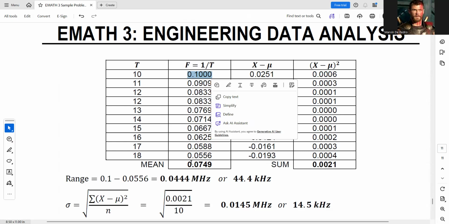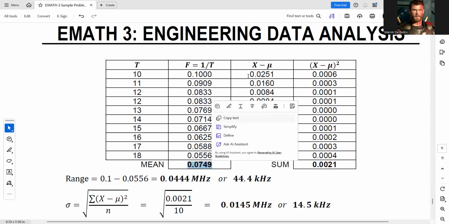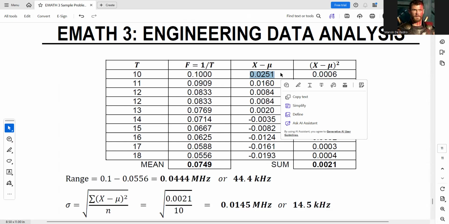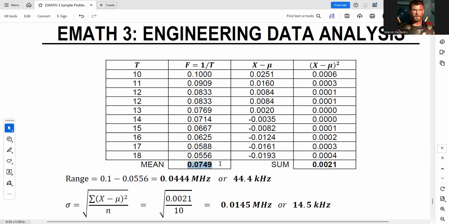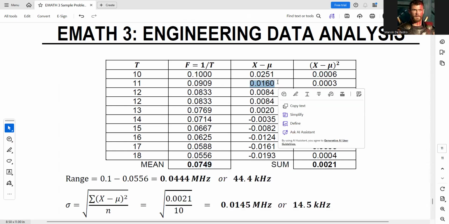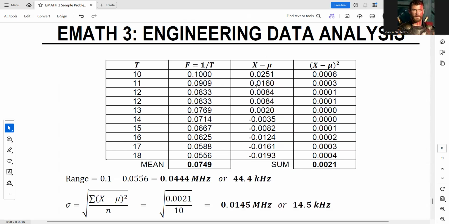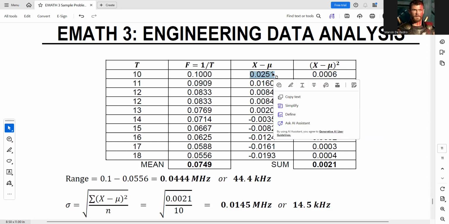And now we're ready for the next column, where we just take the difference between this value and our mean. 0.0749, we have 0.0251. Next, for the next one, we have this value of x subtracted by the mean, and the answer is 0.0160. Okay, so you do this repeatedly, assuming you don't have a calculator that can solve for the standard deviation. And then, by the way, for each value, you take the square on the fourth column.